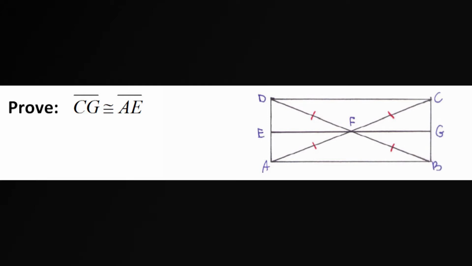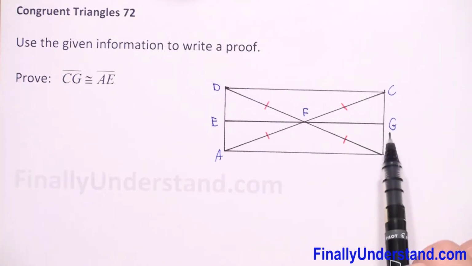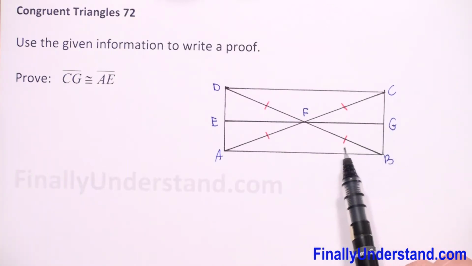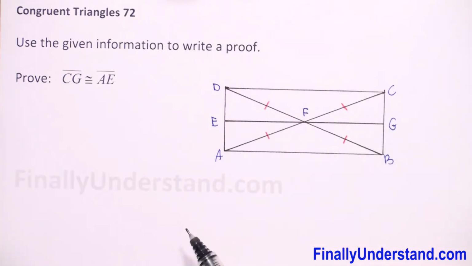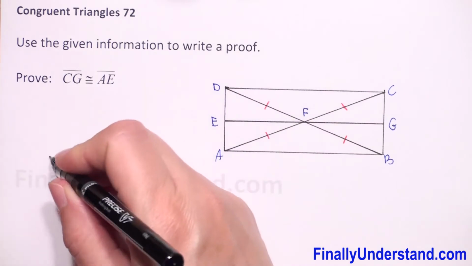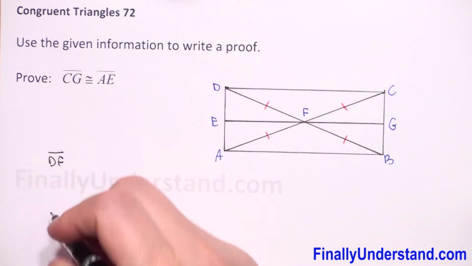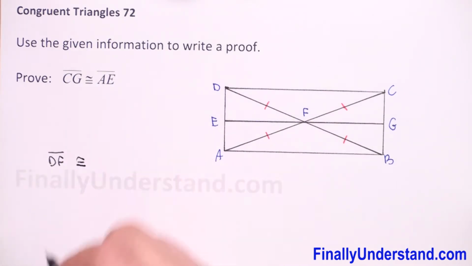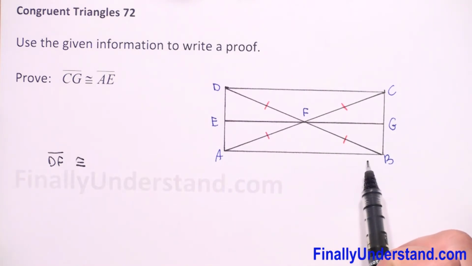Use the given information to write a proof. Prove that CG segment is congruent to AE segment. On this diagram we are given that DF segment is congruent to segment BF.